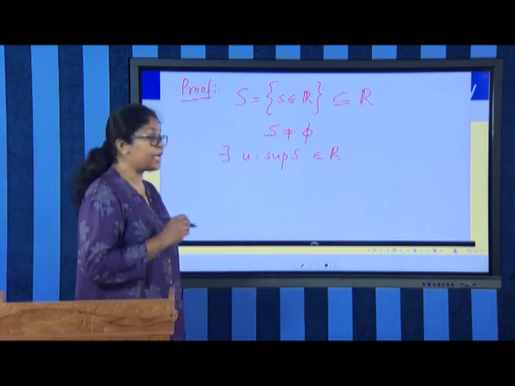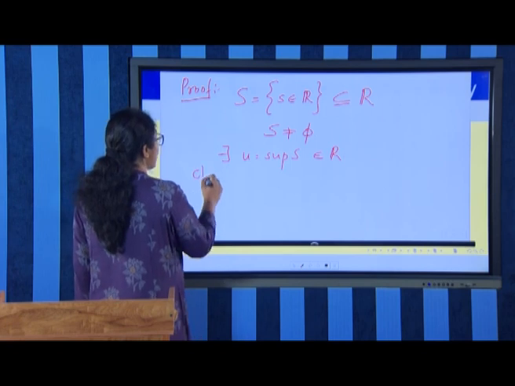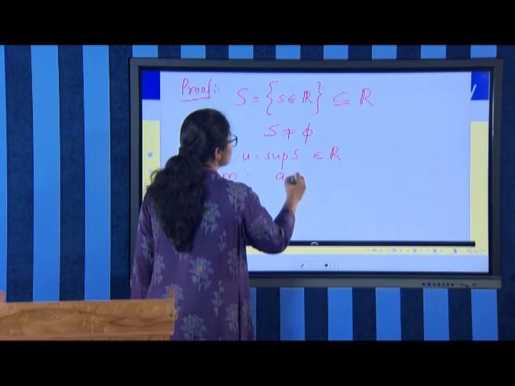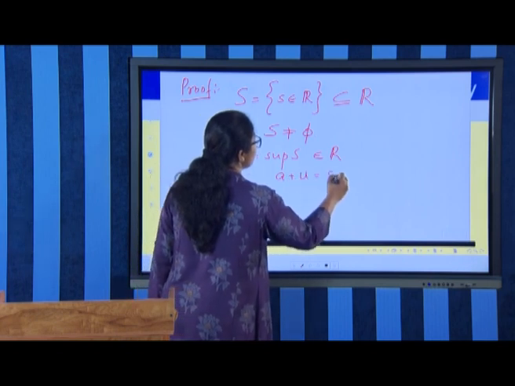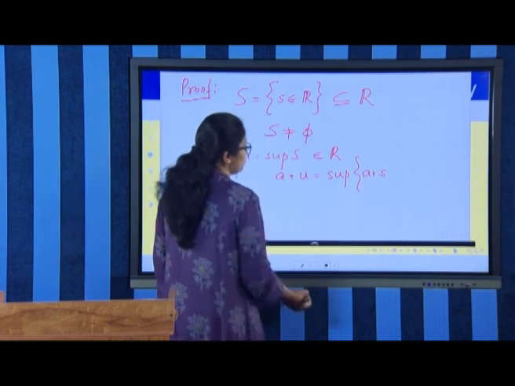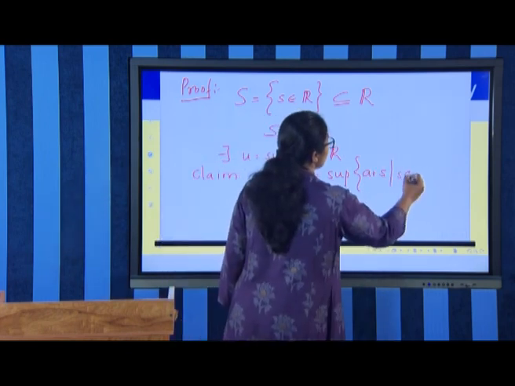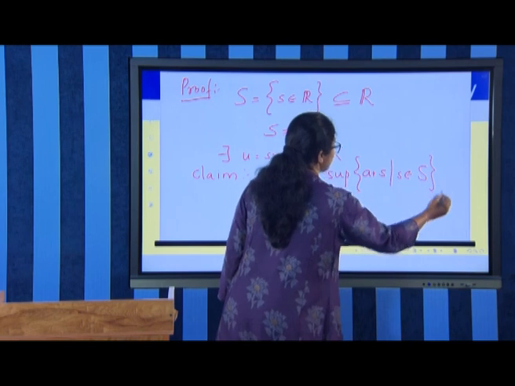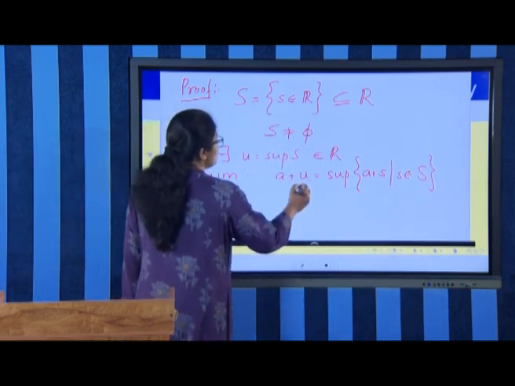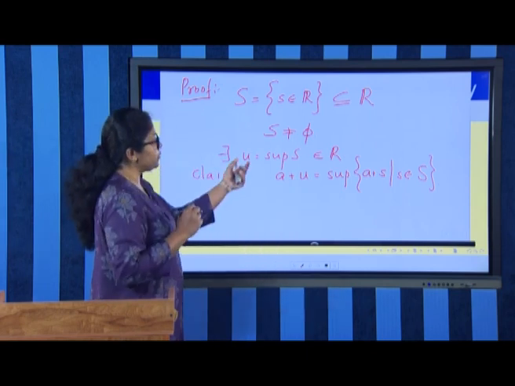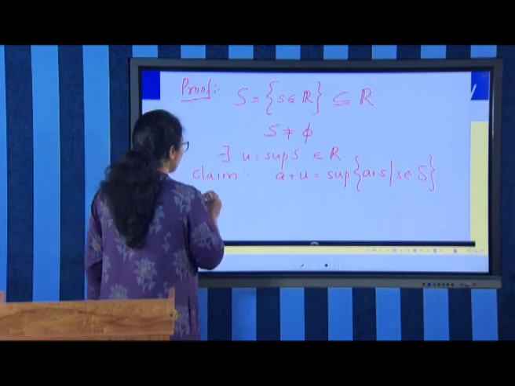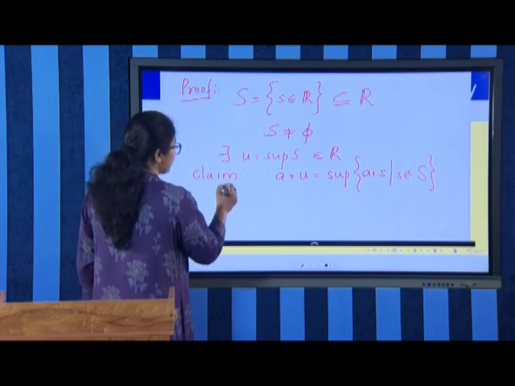So, what is our claim? We have to claim that A + U is the supremum of the set {A + s : s belongs to S}. So, this is what we are aiming to prove. We are given that U is the supremum of S. Therefore, we are going to prove this claim.